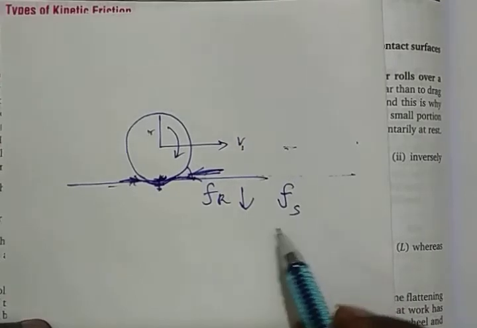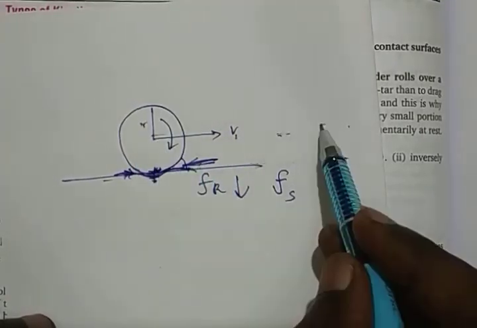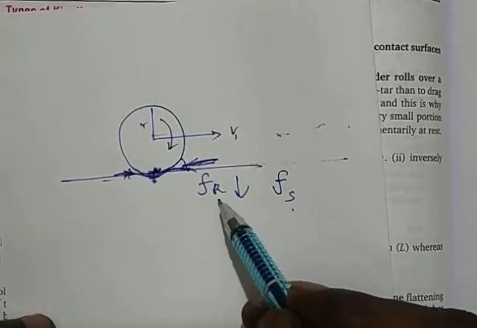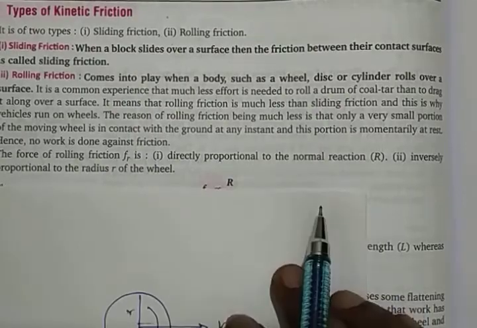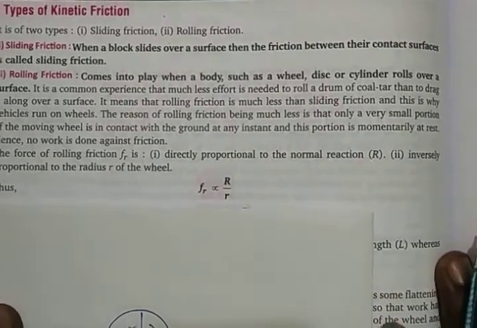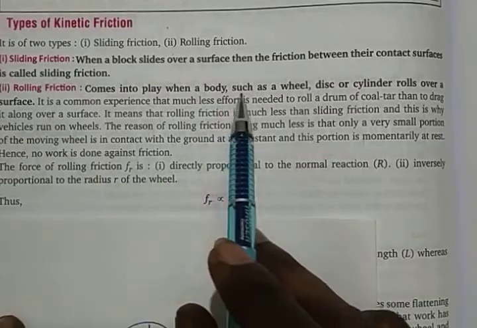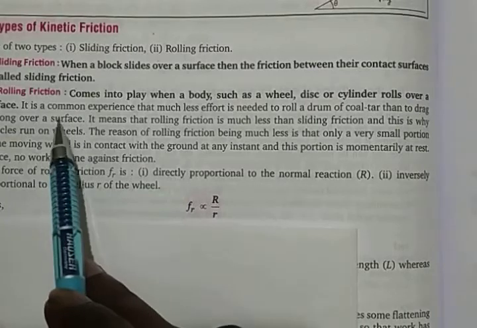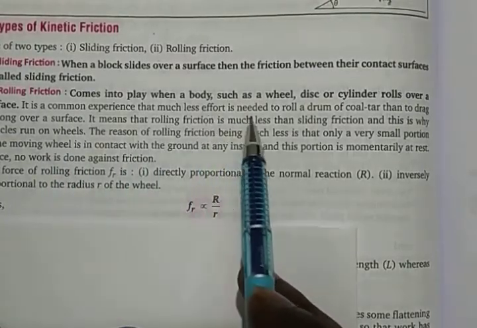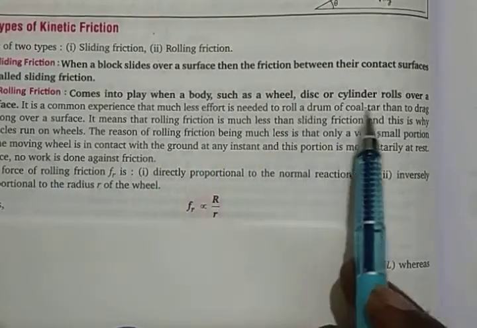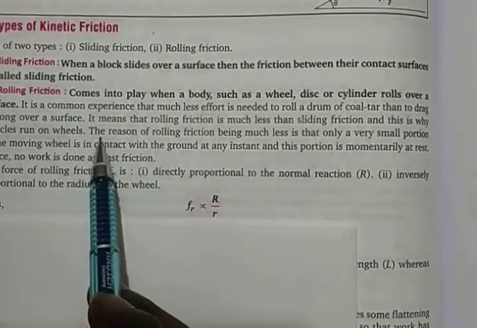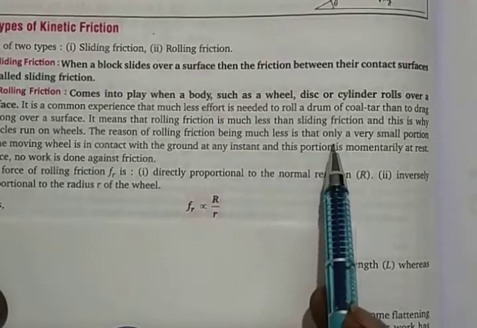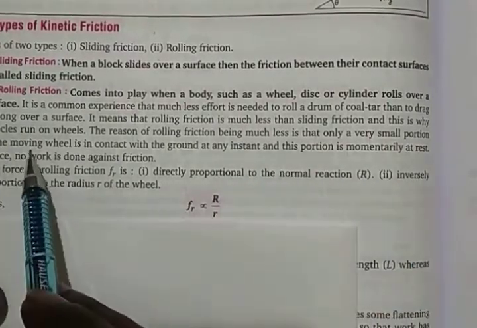Static friction is much, much higher. Suppose you take the same wheel and try to drag it like this, then that will be static friction, because it is sliding over another surface. Rolling friction will be very, very less. So here we can see that rolling friction comes into play when a body such as a wheel, disc or cylinder rolls over another surface. In common experience, much less effort is needed to roll a drum or a coal tar barrel or whatever it is. The reason for the rolling friction being much less is that only a very small portion of the moving wheel is in contact.